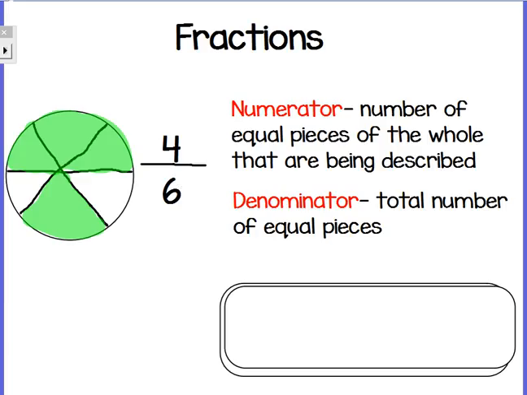So in this circle right here, I have 1, 2, 3, 4 out of the 6 equal pieces being described because they're shaded. So I would say that 4/6 of this circle are shaded green.